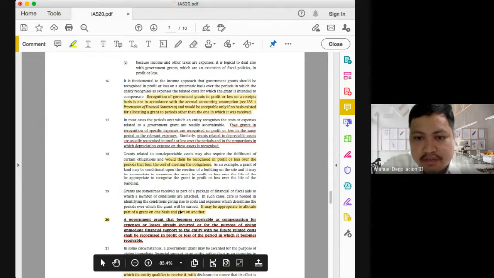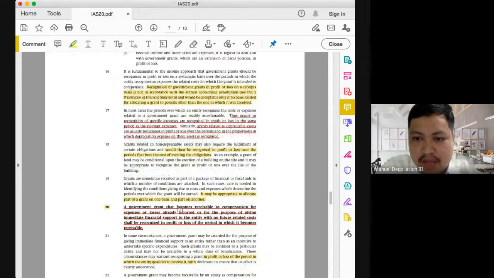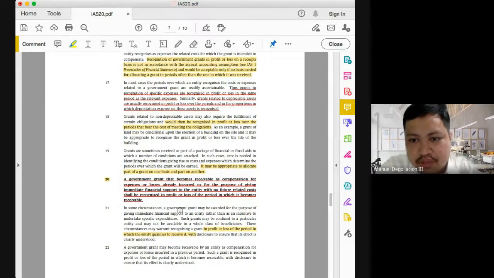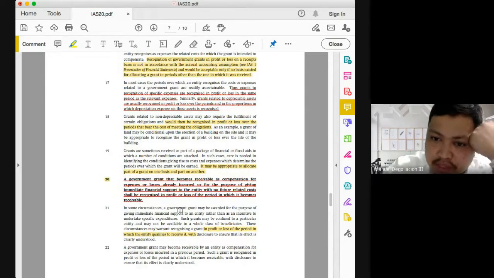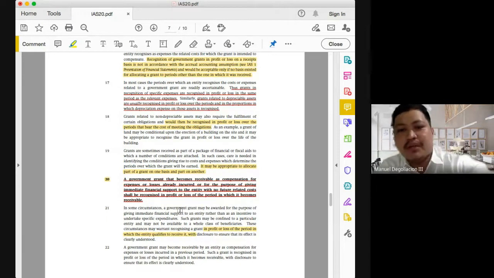Okay, so paragraph 19 tells you that it's possible that the grant will have to be allocated for different kinds of government grant, but that will rarely be an issue. Paragraph 20: a government grant that becomes receivable as compensation for expenses or losses already incurred, or for the purpose of giving immediate financial support with no future related cost, shall be recognized in profit or loss of the period in which it becomes receivable.